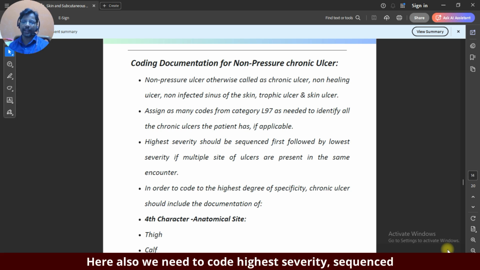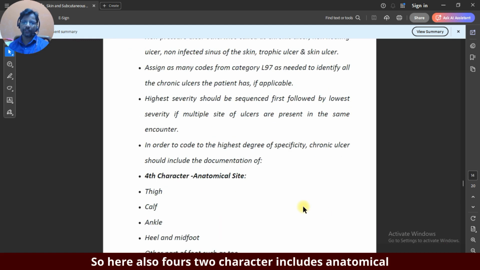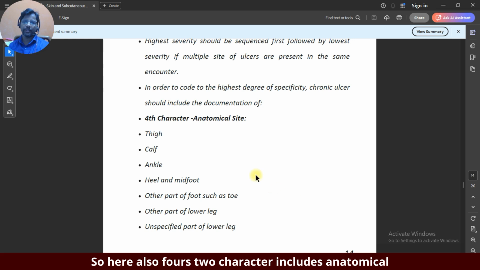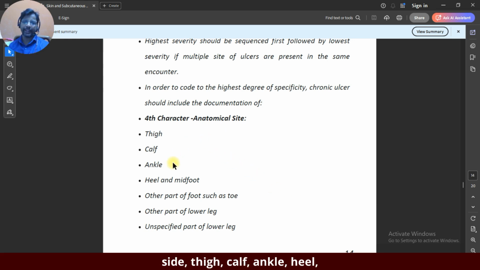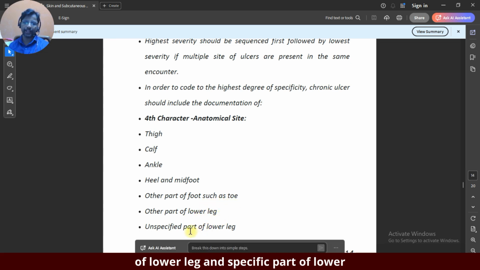Here also we need to code the highest severity sequenced first, followed by the lowest severity. Here also the fourth character includes the anatomical site: thigh, calf, ankle, heel, midfoot, other part of foot such as toe, other part of lower leg and specific part of lower leg.